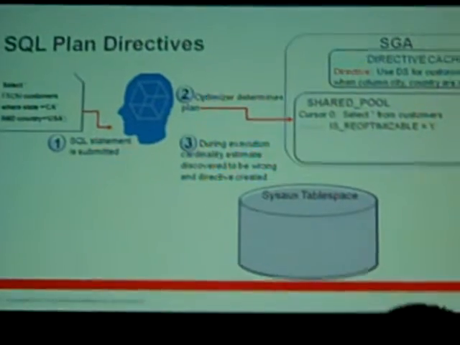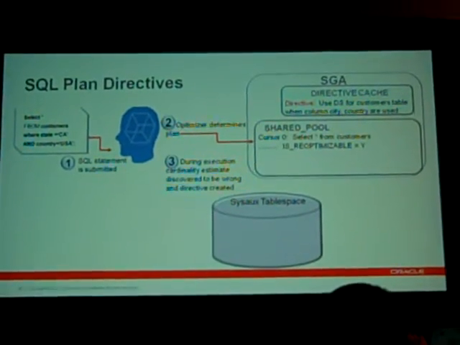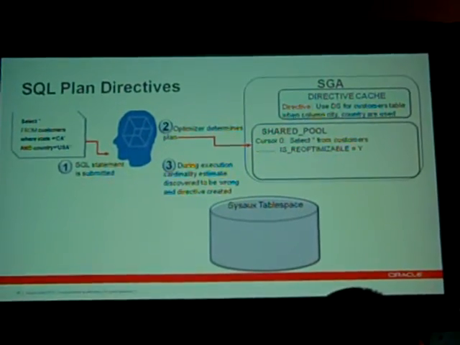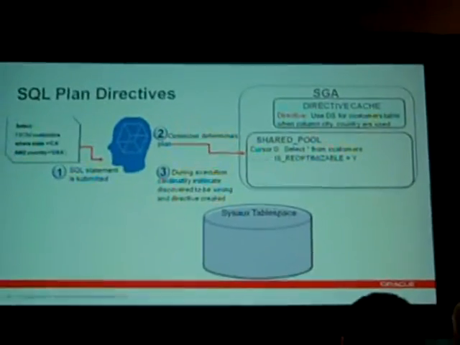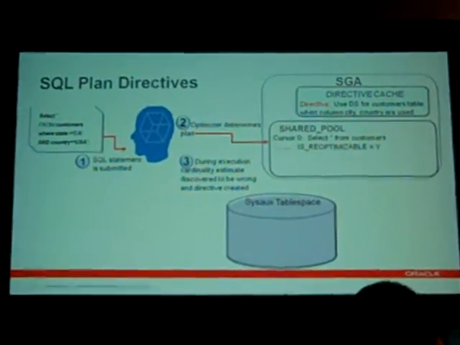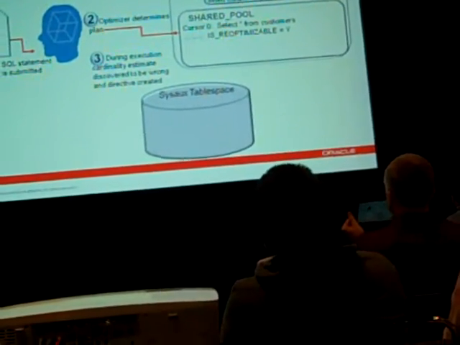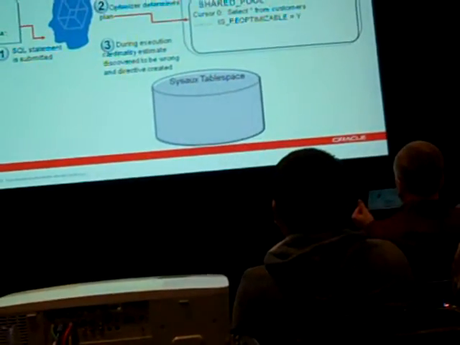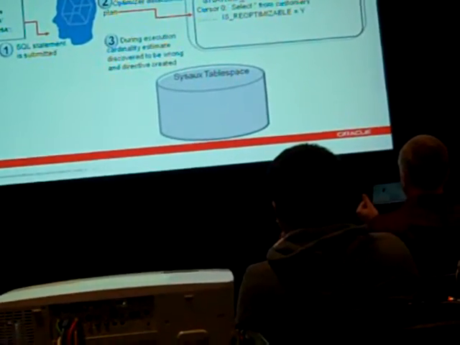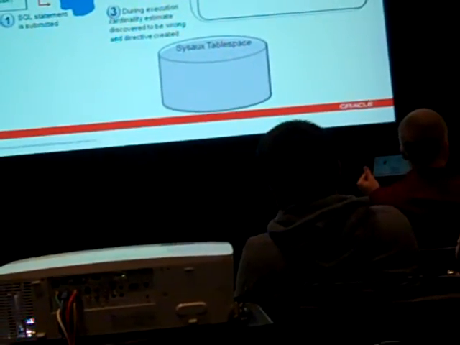Now, during the execution, we realize that the actual number of rows being returned by each of the operations in that query is a lot more than we originally suspected. So that cursor is marked as re-optimizable. Remember, that's cardinality feedback or re-optimization kicking in. And you'll notice that a directive has been automatically created in cache for that. That directive says the next time you see the state and country columns being used together in a query on the customer table, use dynamic statistics.